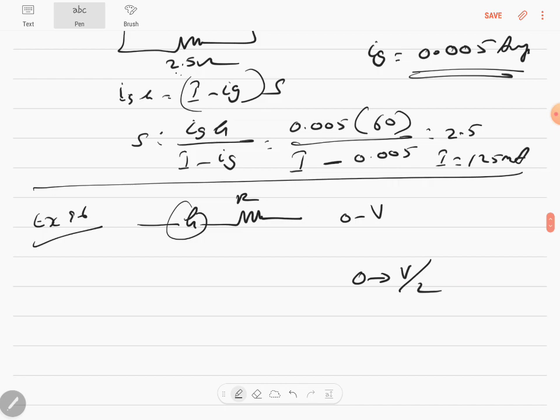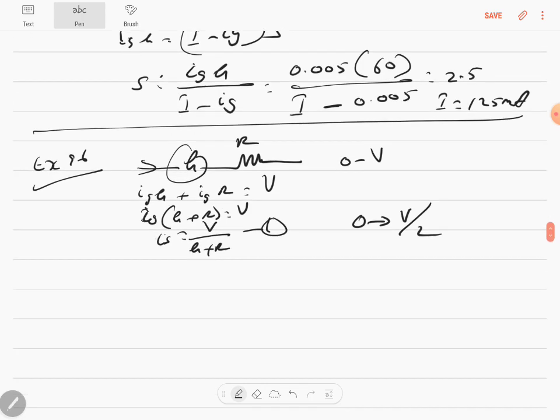So let's write the first one. What's happening is Ig into G plus Ig into R is equal to V, correct? So from this, if you group, Ig into G plus R is equal to V. Therefore Ig is equal to V by G plus R. Using the first one, you're writing one equation to find the value of the current Ig, correct?